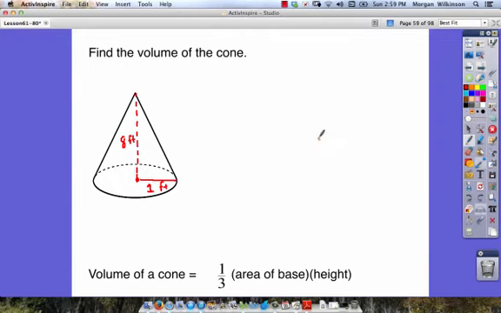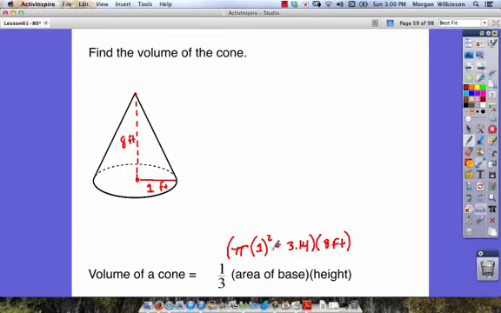We also need to be able to find the volume of cones. And it's nice because the volume of a cone is the same as the volume of a pyramid: 1/3 the area of the base times the height. So in this problem, the area of the base is the area of our circular bottom. That's going to be pi times the radius squared, which is pi times 1 squared. 1 squared is 1, and 1 times pi must be 3.14. The height in this problem is 8 feet.